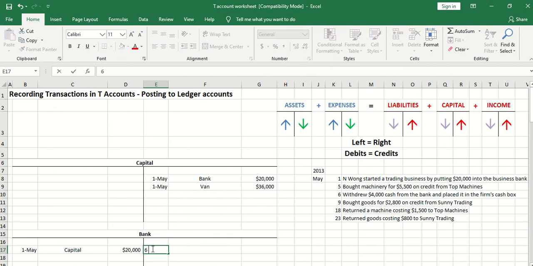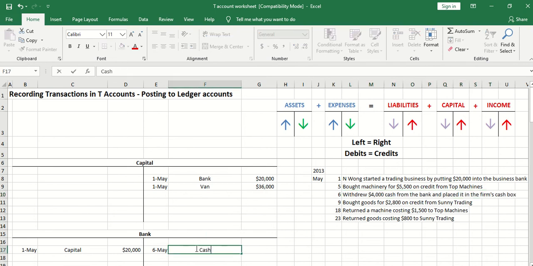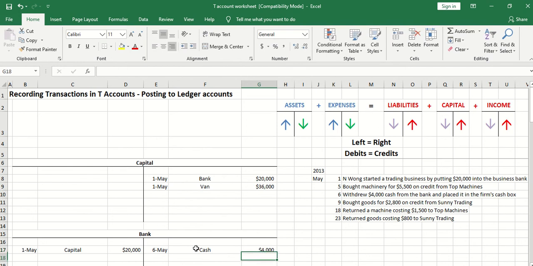So I'm going to put 6th of May. And where is it going? Where is the money going? It's going into the firm's cash box. In accounting, the excess money that you have is either in the bank account or the cash account. So I'm taking it out of the bank account, I'm putting it into the cash account for $4,000. I have decreased my assets of $4,000.